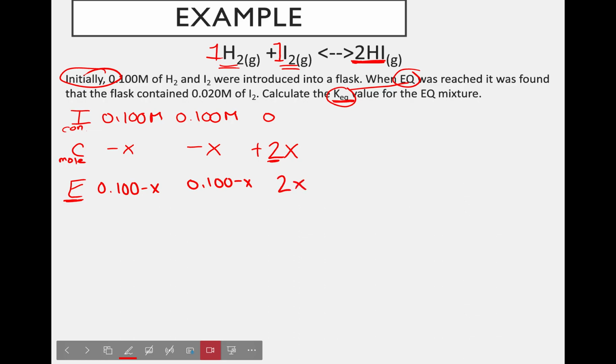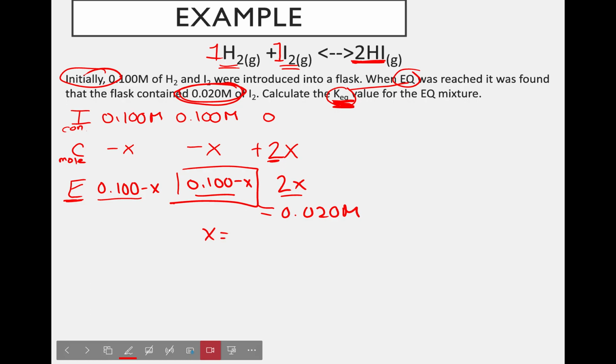Now, to figure out the KEQ, we need to know these values at equilibrium, and we're going to use the information that at equilibrium we know the concentration of I2. So we can take this value and set it equal to 0.020 and solve for x. So if we move over the 0.1 and divide by -1, you'll get that x equals 0.08. So once you know what x is, then you can plug it in for each of your values, and then we'll know the concentration at equilibrium.